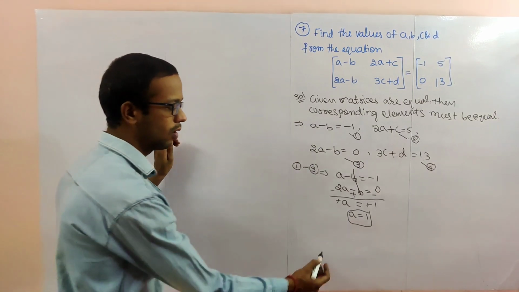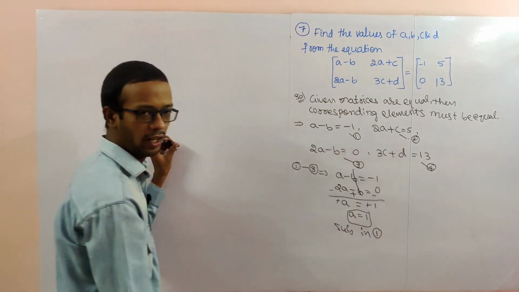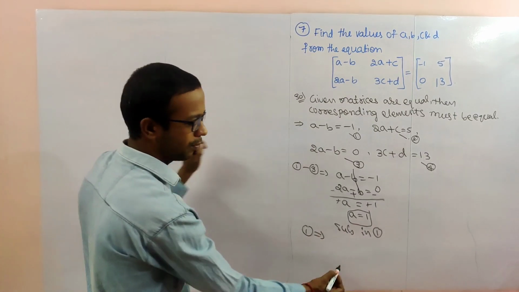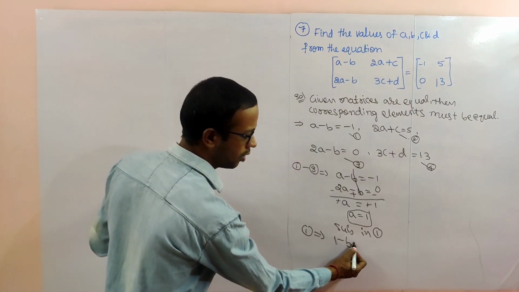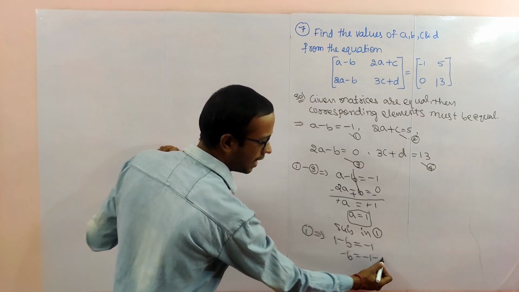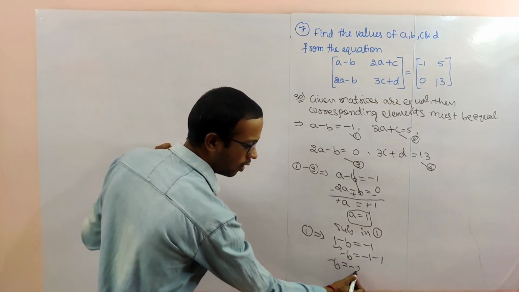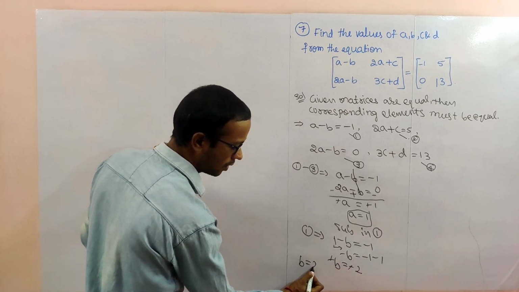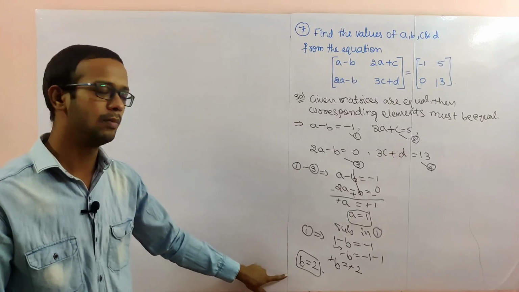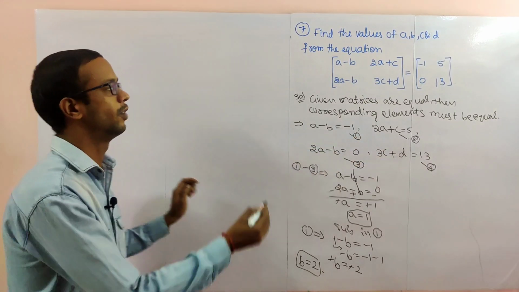This a is equal to 1, substitute in equation 1 or 3. Equation 1 implies, a value how much do we have to substitute? 1 we have to substitute: 1 minus b is equal to minus 1. Minus b is equal to minus 1 minus 1. Minus b is equal to minus 2. B is equal to how much did you get? 2. A value we got and b value we got. And the a value we substitute here also, then we will get the c value.